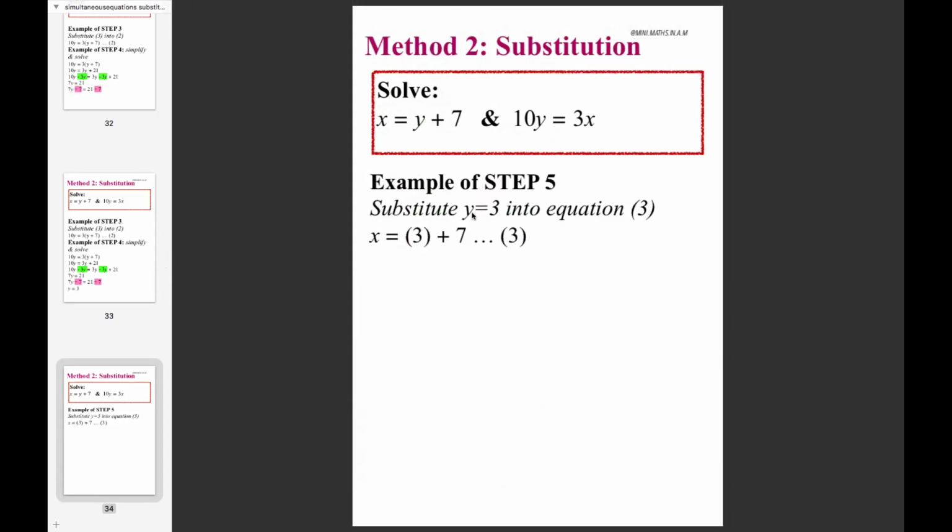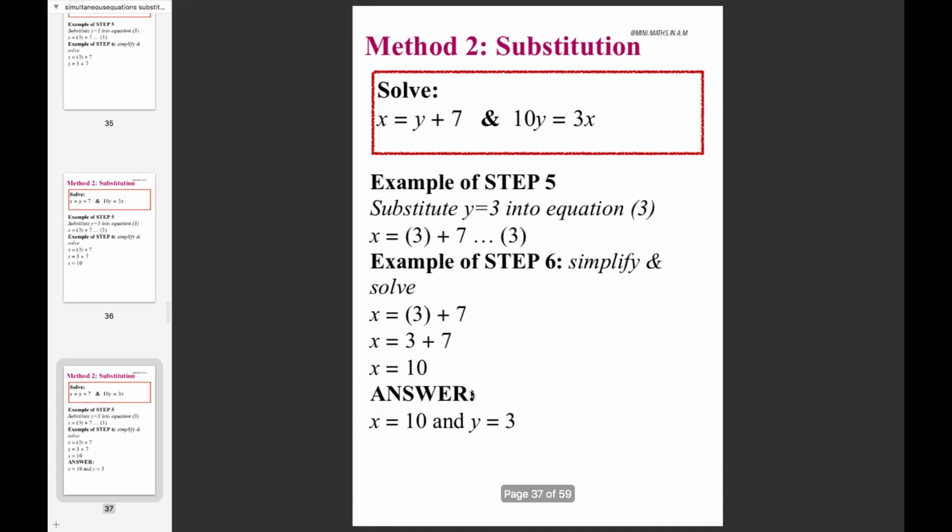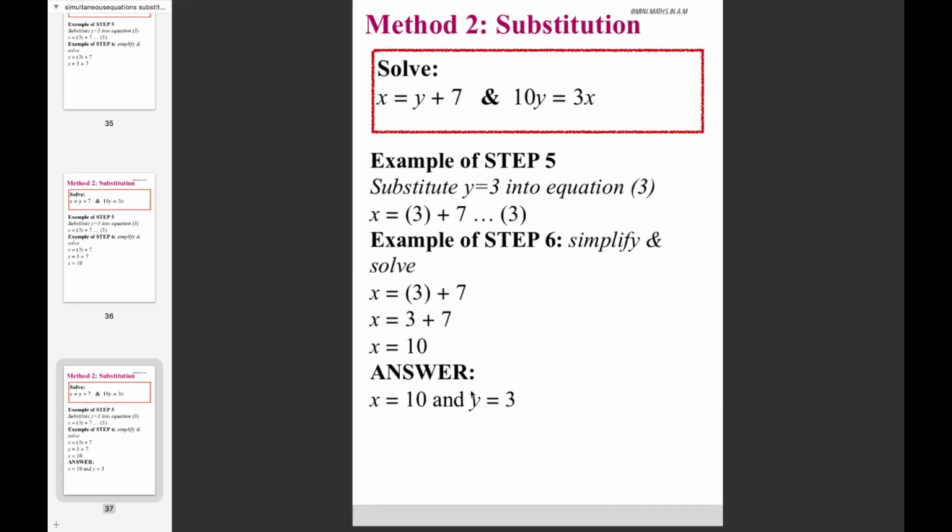Okay, and then we just substitute that y equals 3 into equation 3. And our equation 3 was just our x equals y plus 7, which coincidentally was our equation 1 for this question, because it was a nice, easy question for us. So we replace y with a 3. So we have x equals 3 plus 7. Then we just tidy that up by putting that together. So 3 plus 7 equals 10. So now we have our answer, which is x equals 10 and y equals 3.